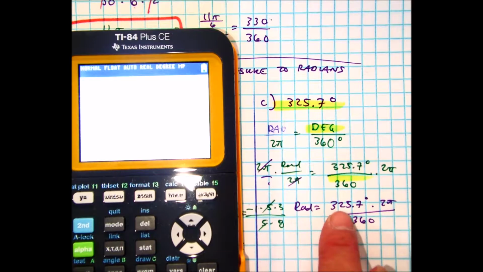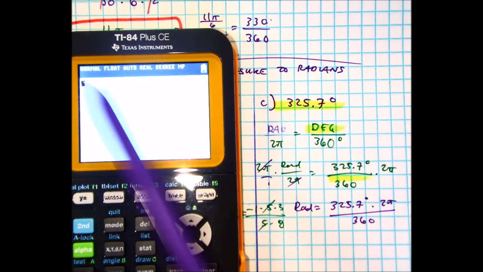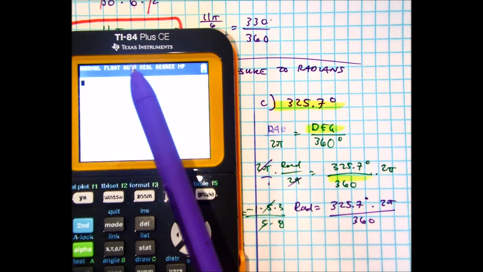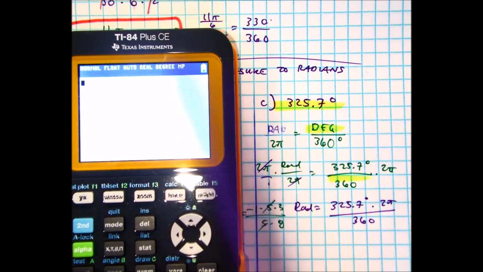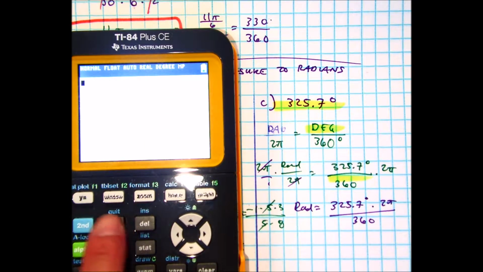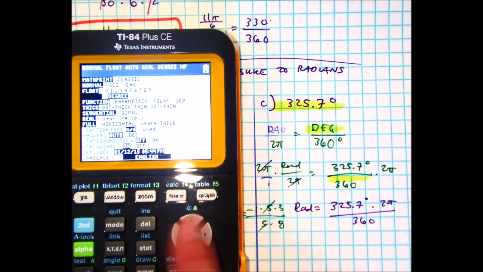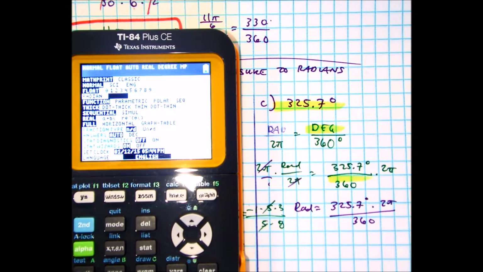So now I'm going to do this. I'm going to multiply 325.7 times 2 pi. Now before I do that, make sure your calculator is on degree mode. If you have a scientific calculator, you'll see DEG or RAD. How do you move it? You just press mode, go down to the third option. It has degrees or radians. Click on degrees so it's blinking. And then I'm going to press second mode to quit back to the home screen.